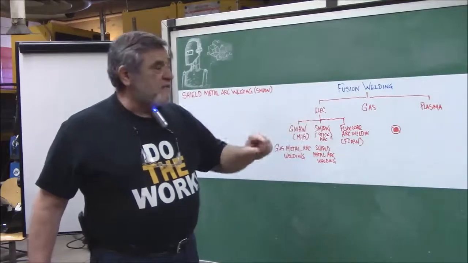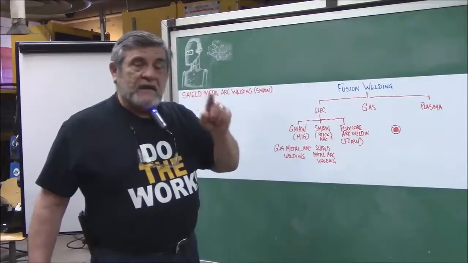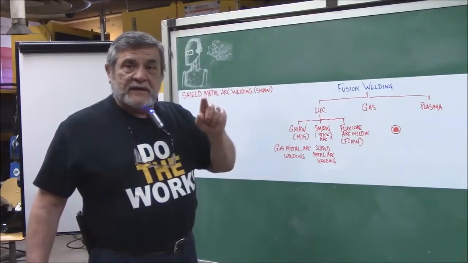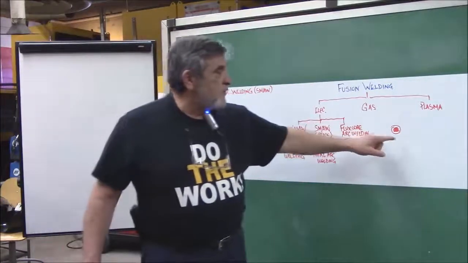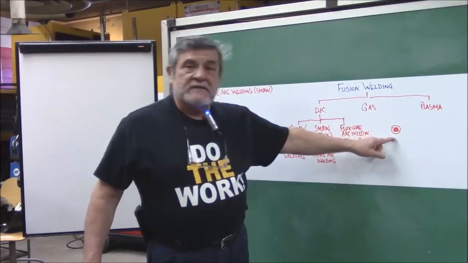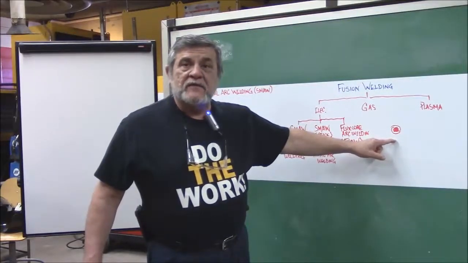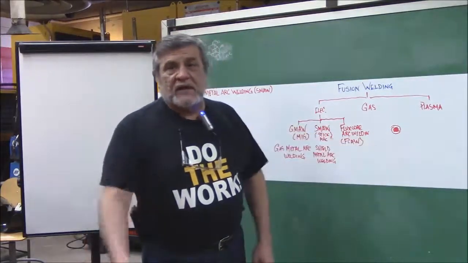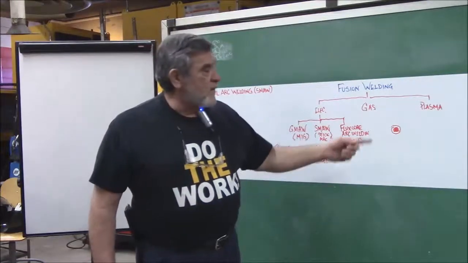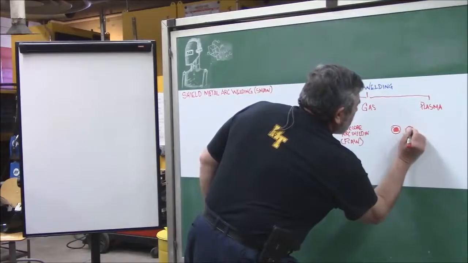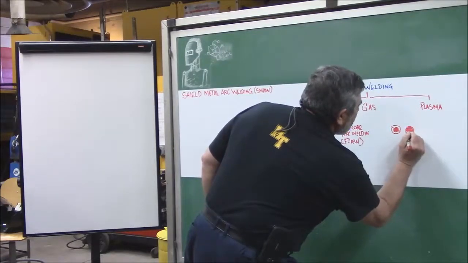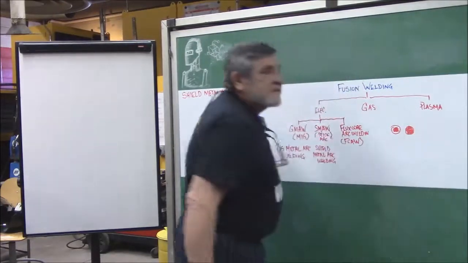Now, when we certify, because of AWS regulations, for flux core arc welding certification you need to have a gas supplement, and that's why I mentioned it. Now, a normal wire will be solid metal.